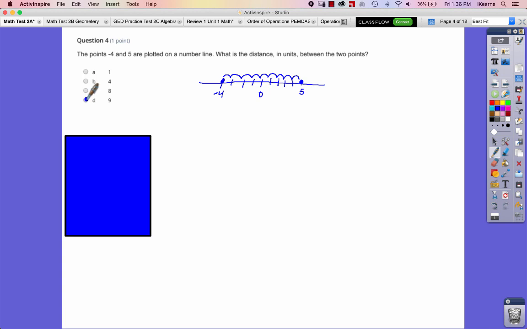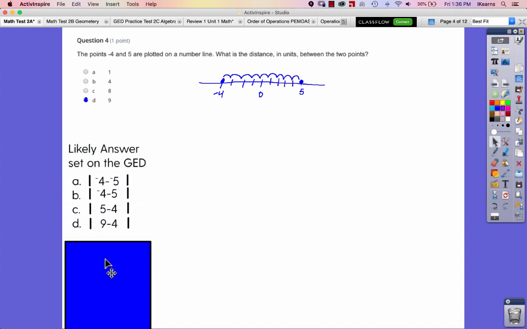To be honest though, I've seen enough GED problems. I don't think they ask it this easy. This is normally an absolute value problem. And what would you say here if the question was, points -4 and 5 are plotted on a number line, which answer below represents the distance between the 2 points?